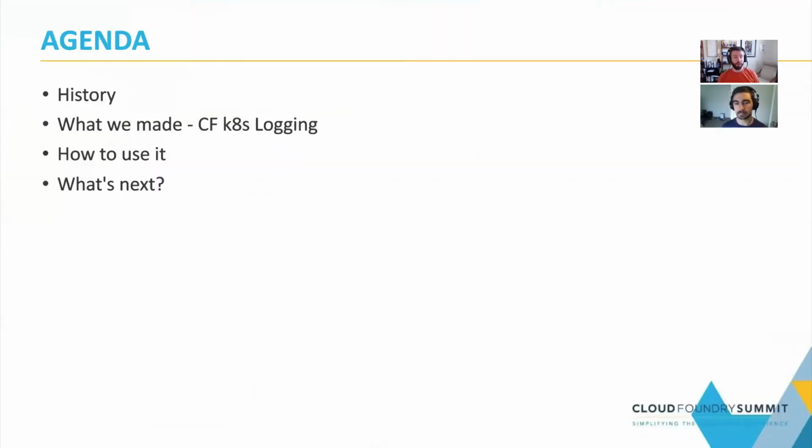And so what we're going to talk about today is some of that history I just mentioned, where the logging system came from and what informed our design decisions as we move forward, what the new thing looks like, CF K8s logging, how to use it. And by how to use it, we're talking about the expectations that you can have of the contracts around it and the APIs. And then what's next for the logging system? What kind of ideas do we have to make it better or more useful?